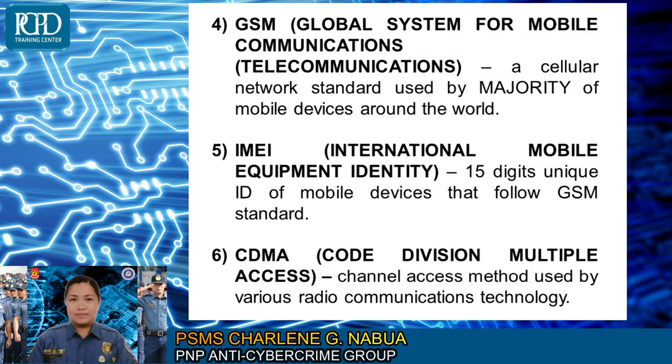Next, IMEI. It stands for International Mobile Equipment Identity. It consists of a 15-digit unique ID for mobile devices that follow the GSM standard. So, GSM phones have an IMEI. Kumbaga, unique ID siya or fingerprint. Fingerprint ng isang mobile phone. Kung mapapansin nyo, pag yung cellular phone is dual SIM, ibig sabihin, meron din siyang dual IMEI.